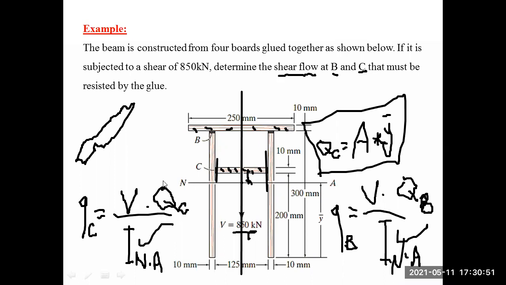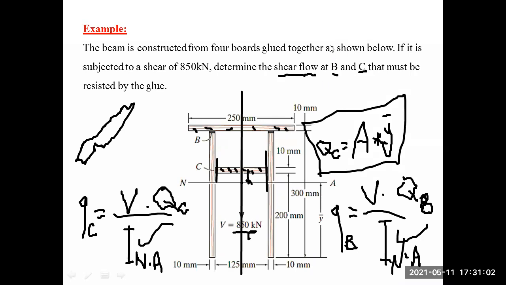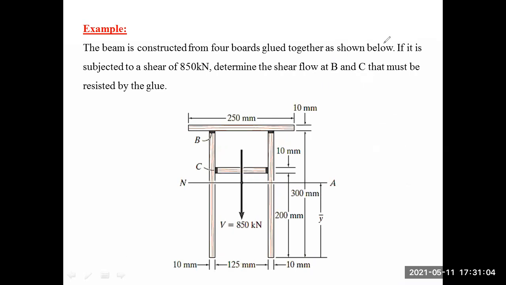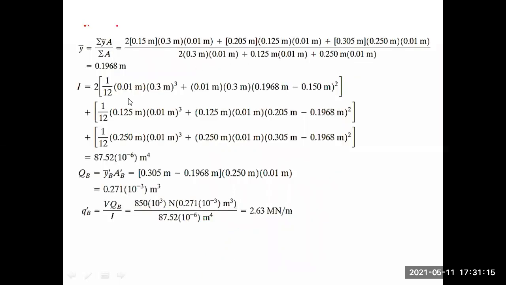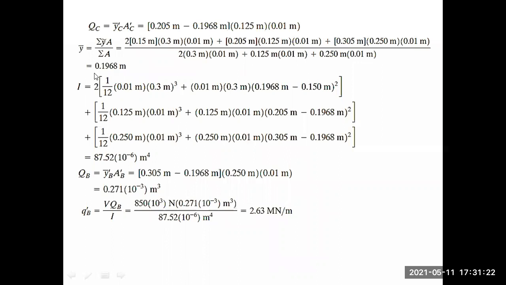Once you get the shear flow, that would mean the shear flow at B and C is calculated. Let us check the solution. Let me clear up all the mess and then go and see the solution. If there is anything that I missed, I hope I didn't miss anything, hopefully. Okay, move it. QB, Q, okay.